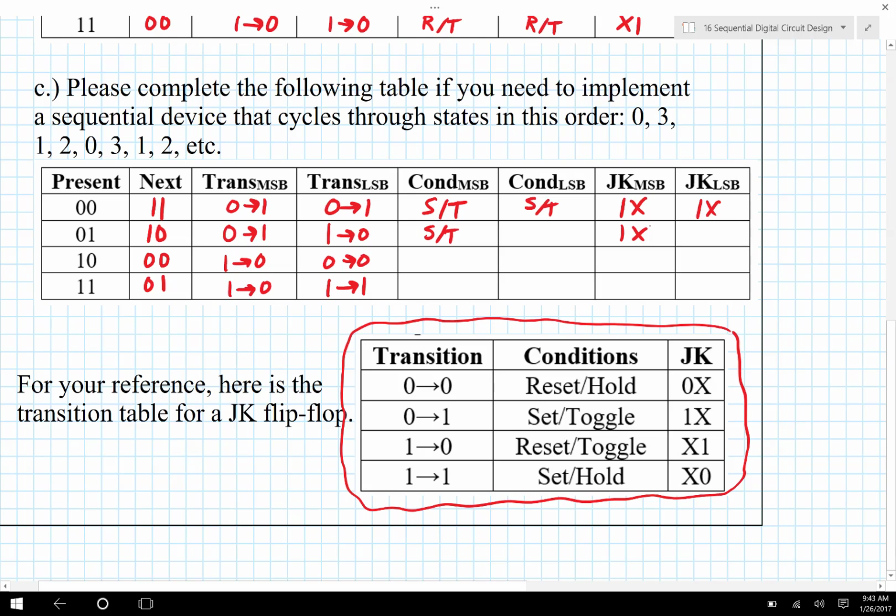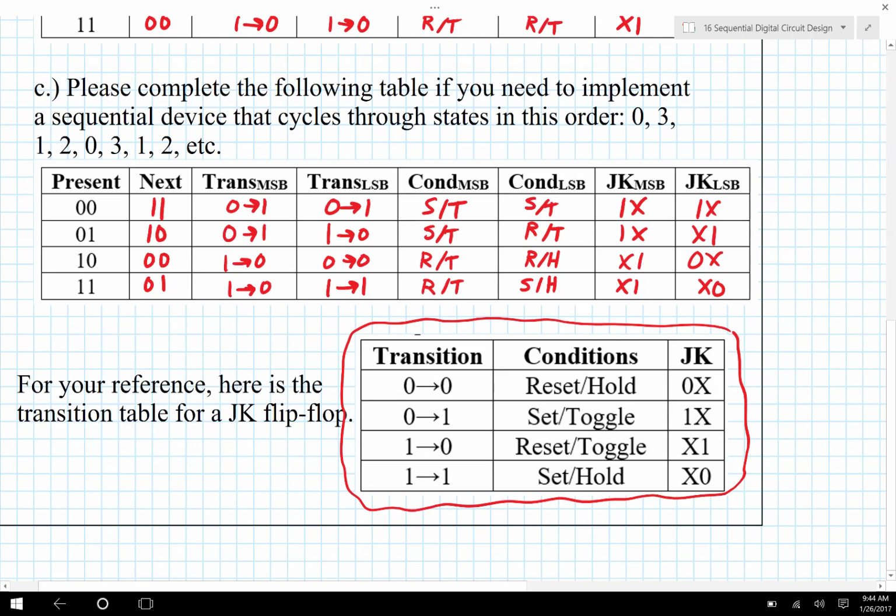Okay, and then the next one in order is a 1 to a 0. That's a reset toggle, and reset toggle can be done with an x1. 1 to 0 is a reset or a toggle, and that's done with an x1. Reset toggle, x1. Let's see, the next one up is a 0 to 0. That's a reset or a hold. And a reset or a hold can be done with a 0x. And then the only cell that remains is a 1, 1. That's a set or a hold. And a set or a hold is done with an x0.